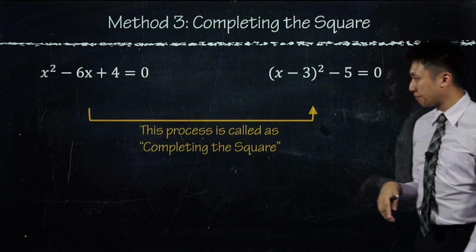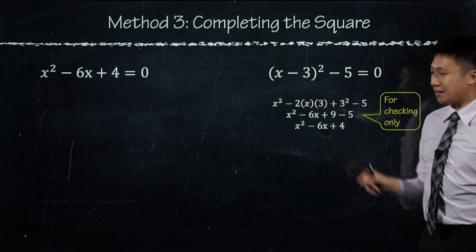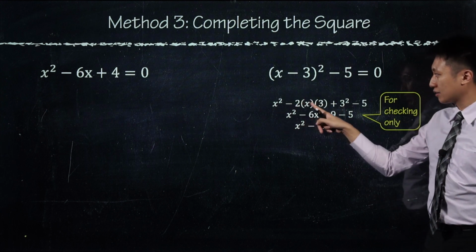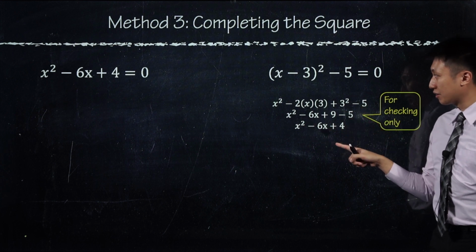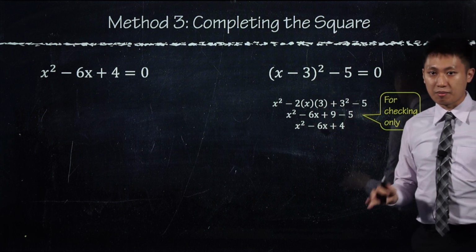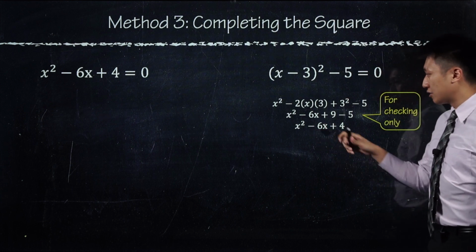So let's verify this. I open this up. It's x squared minus 2x times 3 plus 3 squared minus 5, you get this one. So this one is exactly equal to this one. Am I right? Okay, so I'm fine. So I got this one.